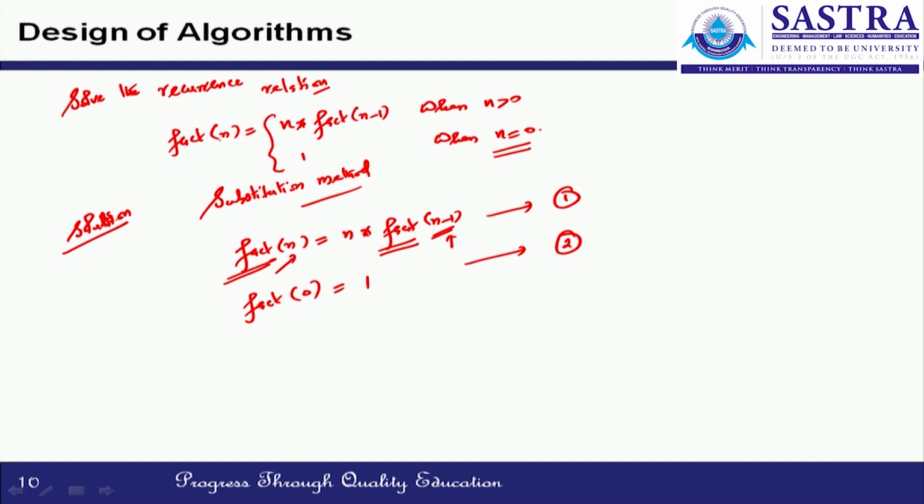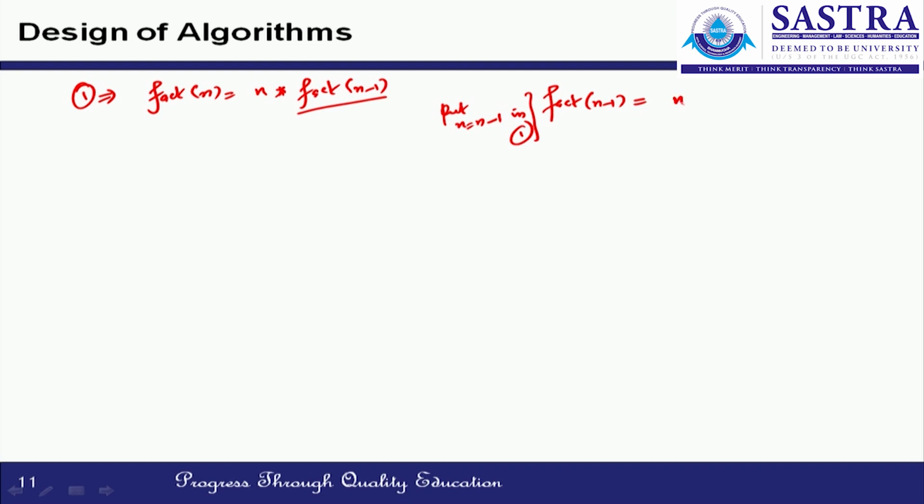Now putting n is equal to n minus 1, fact of n minus 1 is equal to n minus 1 into fact of n minus 1 minus 1. So this is n minus 1 into fact of n minus 1 minus 1, that is equal to n minus 2. So writing here, this is n into fact of n minus 1, this value is substituted here, n minus 1 into fact of n minus 2.